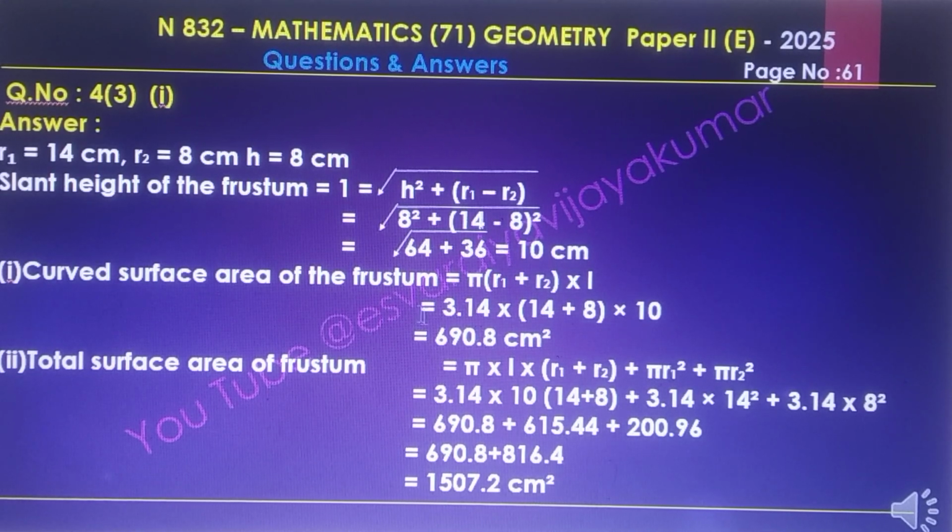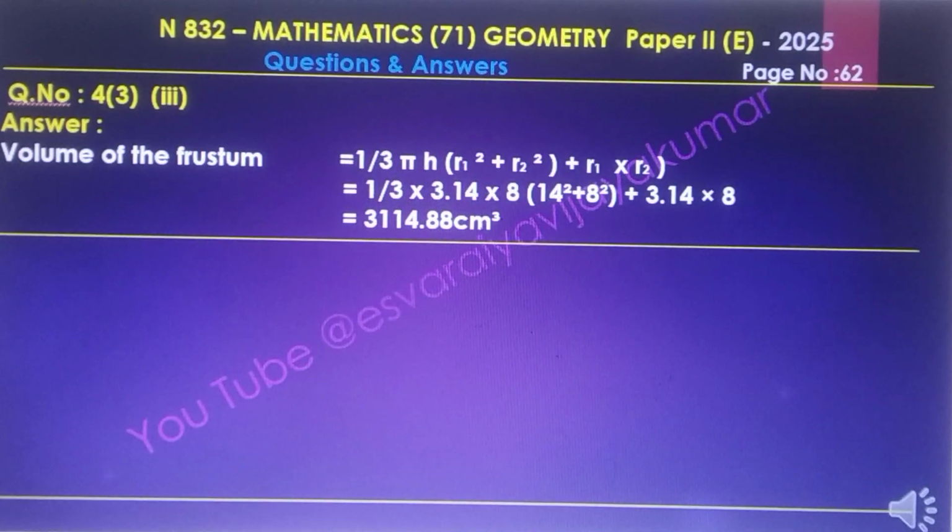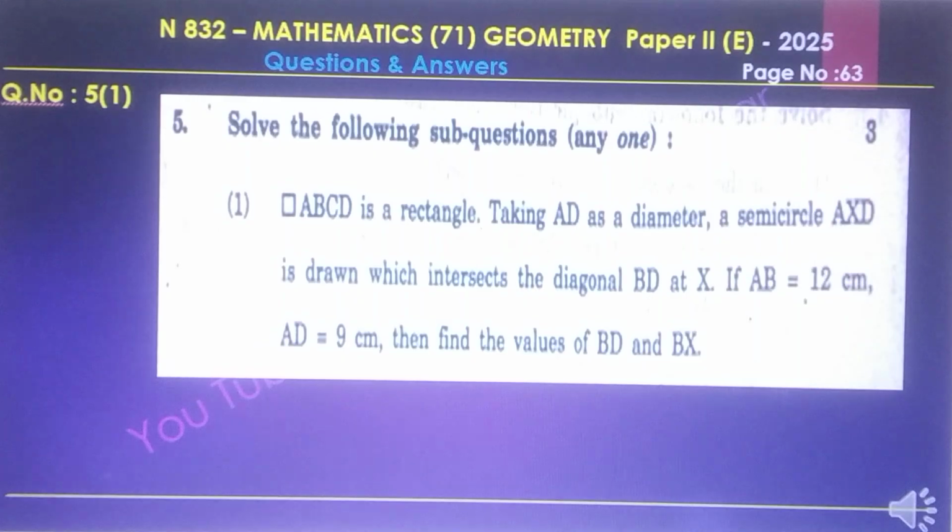The curved surface area of the frustum equal to pi (r1 plus r2) into l. We are getting the answer 690.8 centimeter square. The same way, the total surface area of the frustum, pi l (r1 plus r2) plus pi r1 square plus pi r2 square, we are getting 1507.2 centimeter square. The volume of the frustum equal to 1 upon 3 pi h (r1 square plus r2 square plus r1 into r2). We are getting 311.88 centimeter cube.